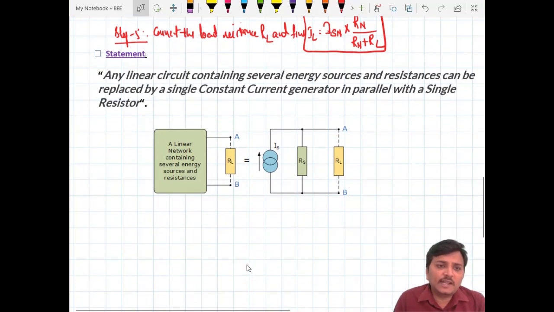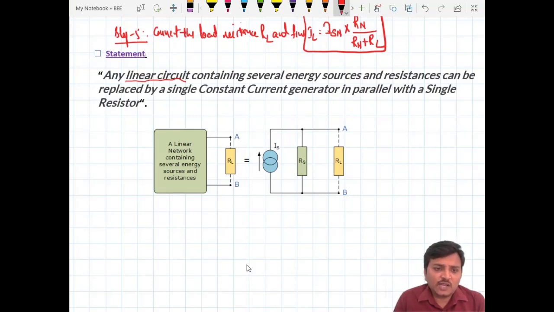So see here, any linear circuit, of course, a circuit having linear elements. If it is DC, we have only resistances. In case of AC, you will have impedance, which has resistance, inductance, and capacitance. You can apply it for AC, but here we are only dealing with a DC circuit, right? So DC means you have only resistances. Any linear circuit containing several energy sources, a number of voltage sources or current sources, and resistances connected, then its equivalent circuit is a single current source in parallel with a single resistor.